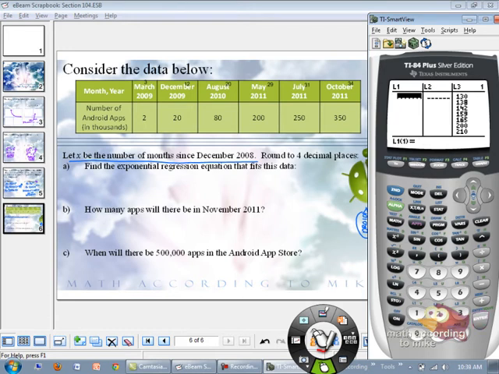Your L1 will represent your month years, so that'll be 3, 12, 20. How awesome if these were lottery numbers for tonight. And your L2 would be the number of Android apps in thousands. So since it's in thousands, we'll have to know that when we interpret this later on.